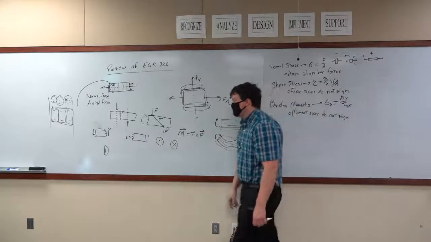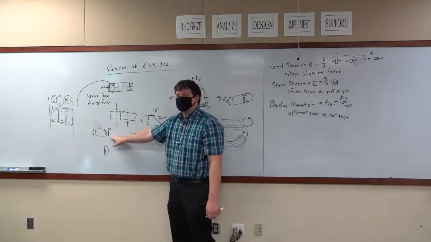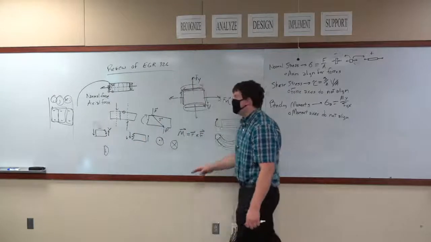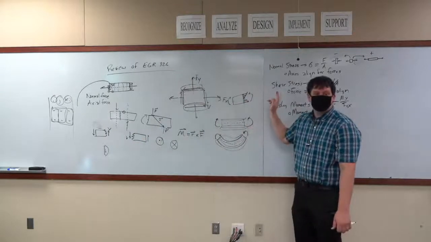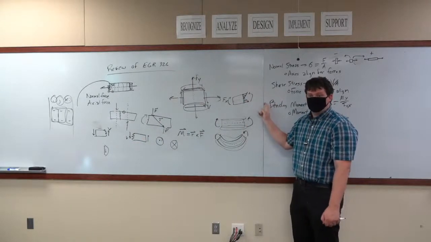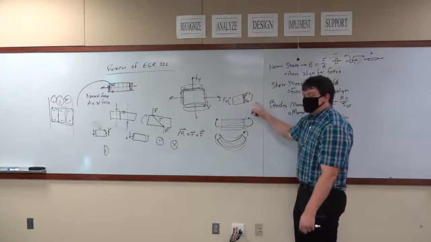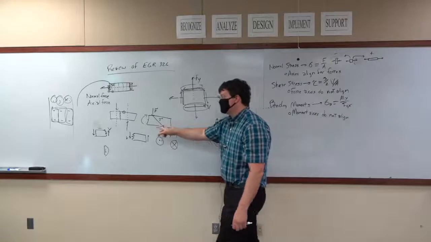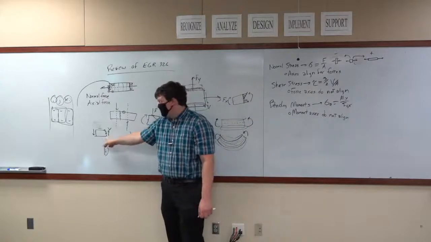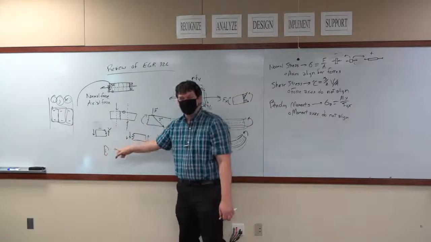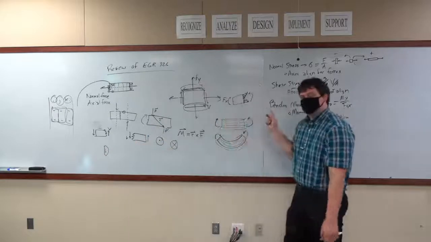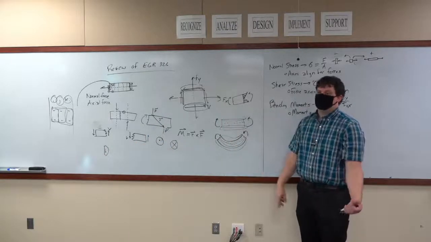So in reality, this maximum shear stress does not occur at the same place as the maximum bending stress. They occur at two different places. The bending stress is 0 where the shear stress is maximum, and the shear stress is effectively 0 where the bending stress is the maximum. That's interesting.